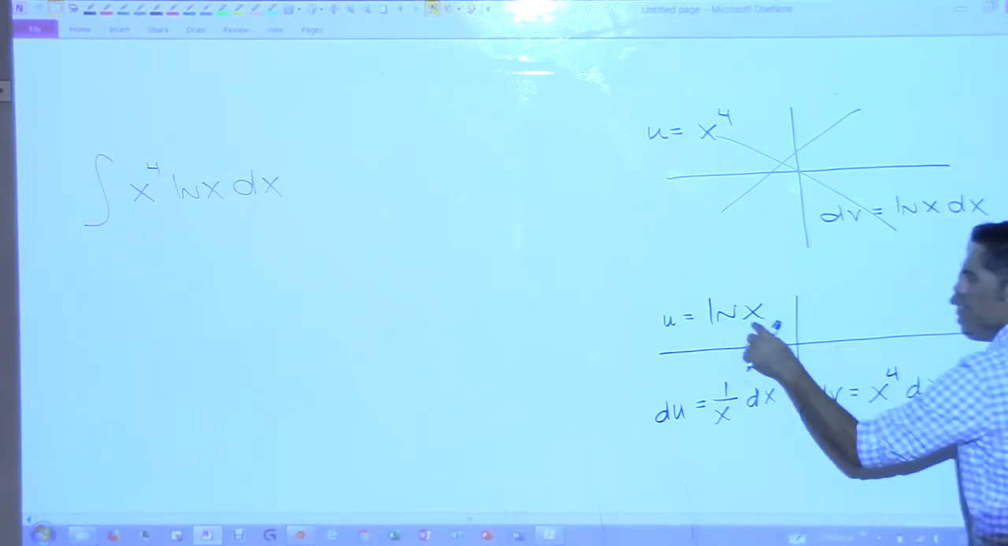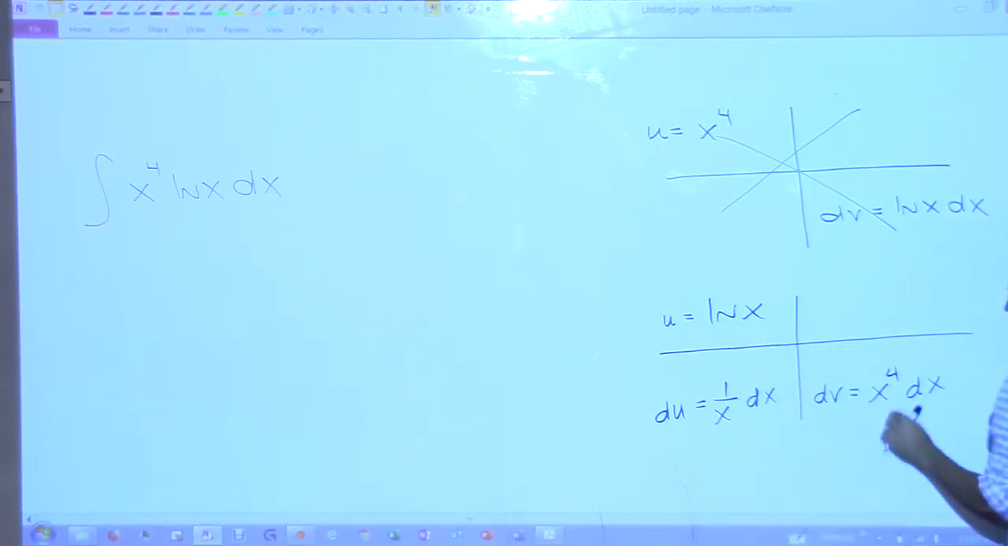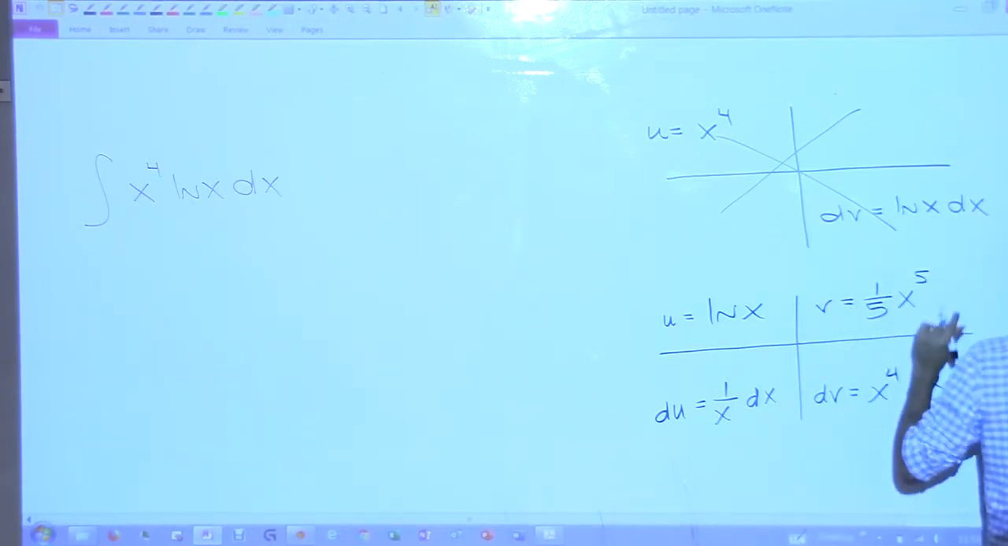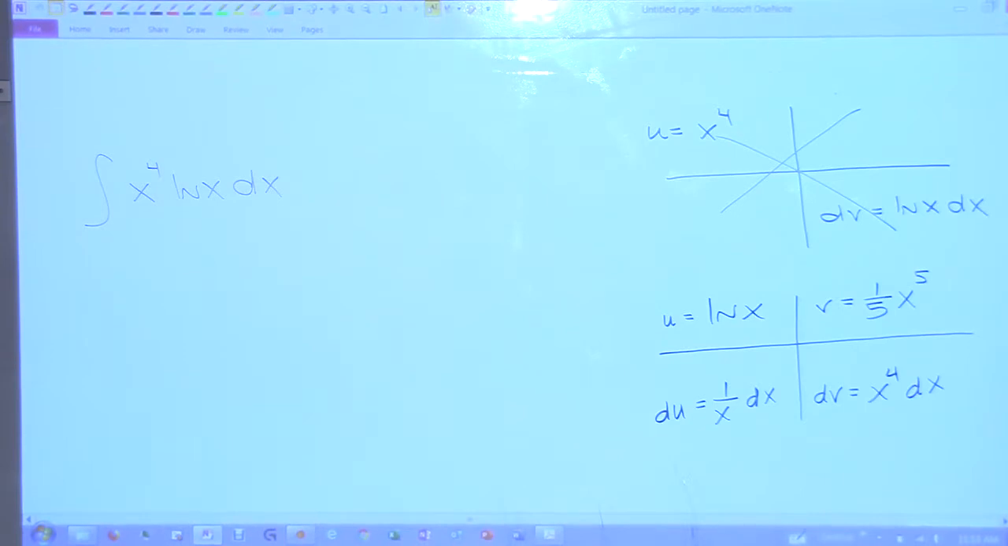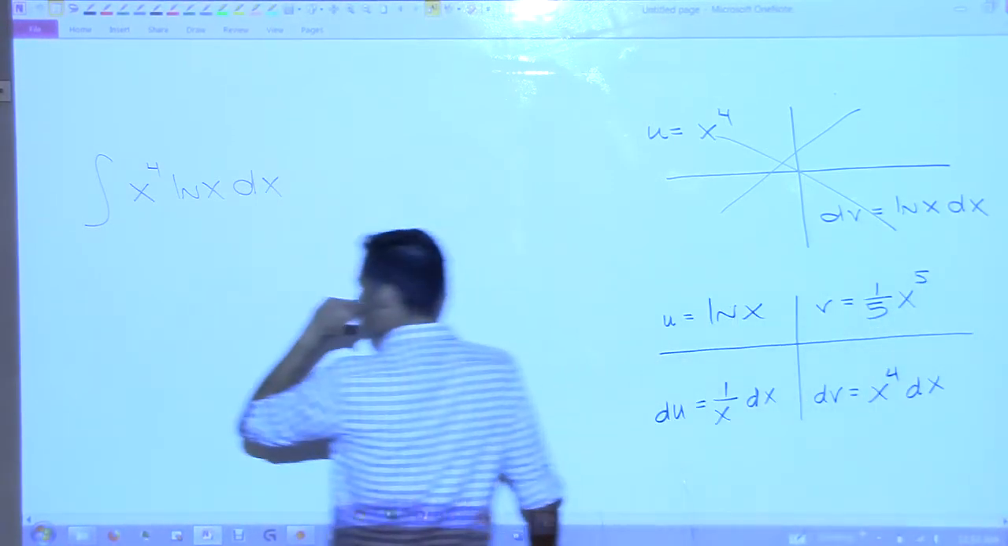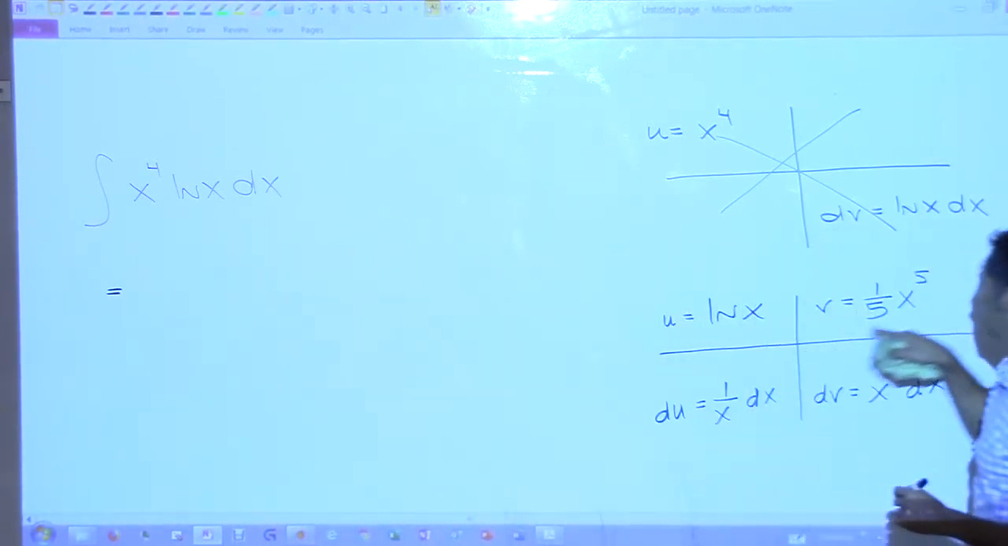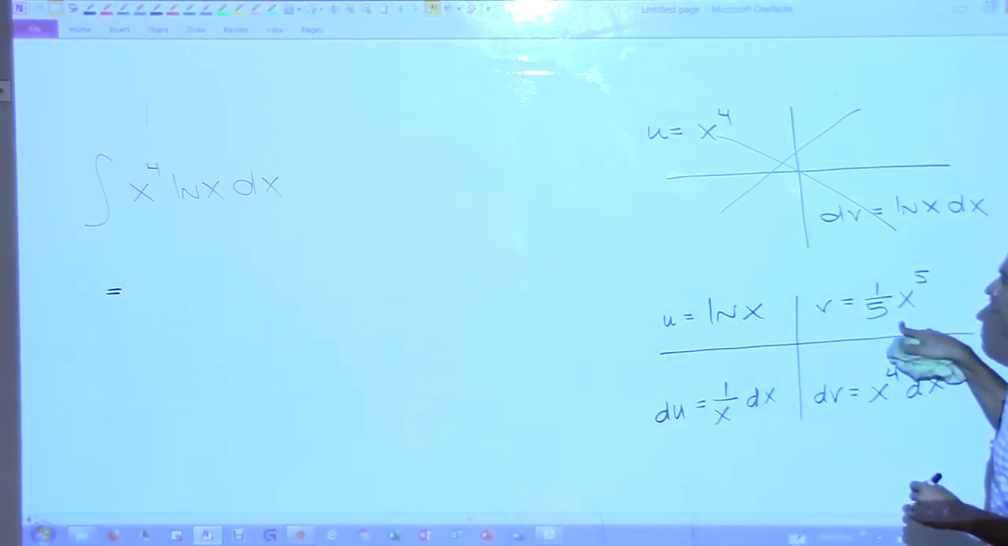All right, so natural log of x, derivative is 1 over x dx. Antiderivative here gives us v. This is 1/5 x to the fifth. And Jonathan Salinas is up. Ultraviolet minus voodoo is the next step. Ln x, and then 1/5 times that. So let's write that in more like a cleaner looking way.